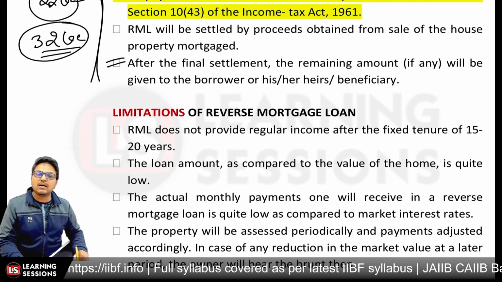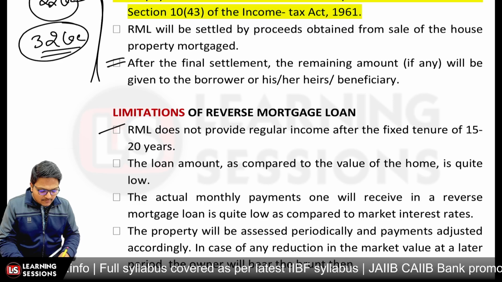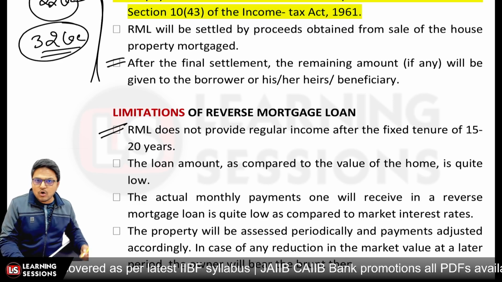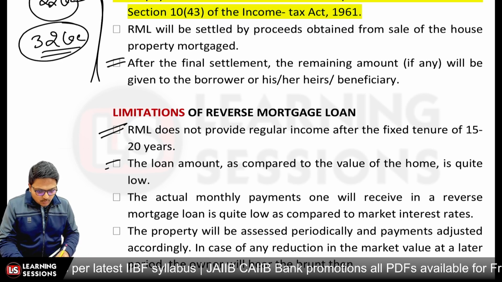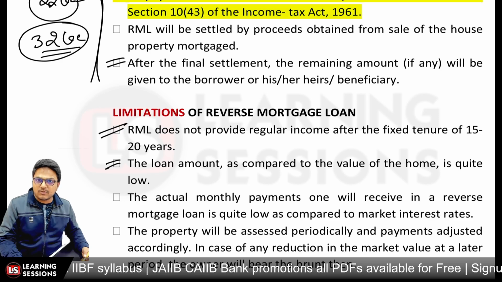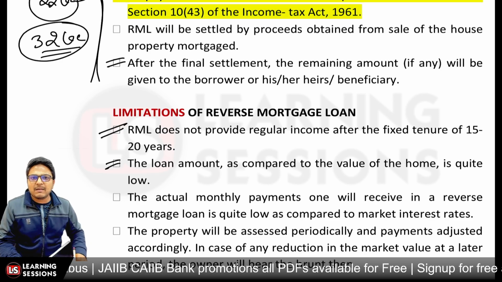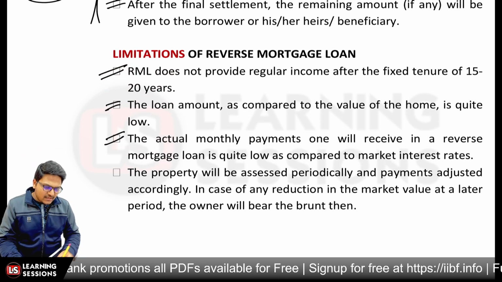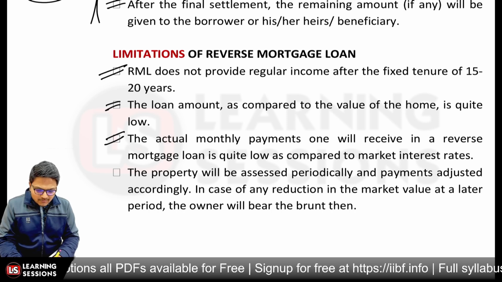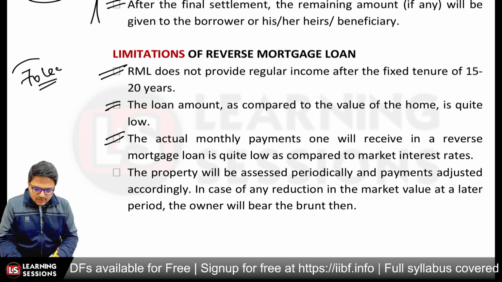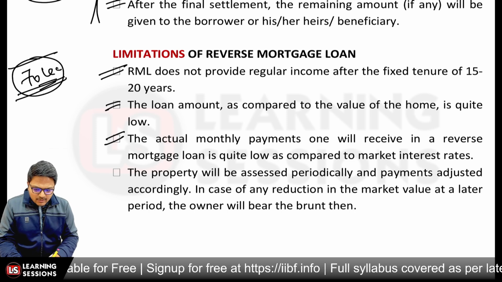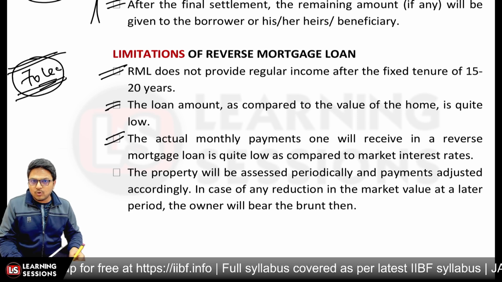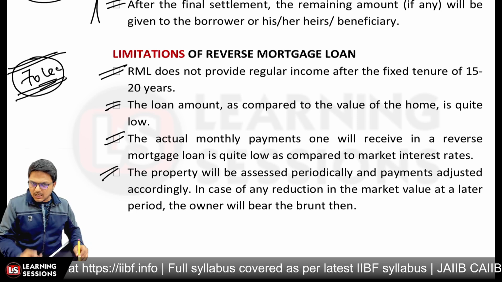As I told you, the tenure is to be fixed at 15 to 20 years. That's the first limitation. The loan amount as compared to the value of the home is quite low because it's totally capped at 15 lakh rupees, and the actual monthly payments one will receive in a reverse mortgage loan are quite low. If we consider the market interest, let's say a home has a total value of 70 lakh rupees, the fixed annuity amount that you will be receiving per month is quite low. Right? These are the main limitations.